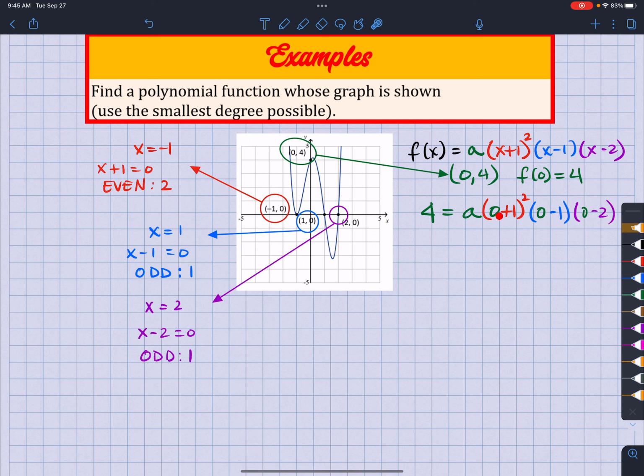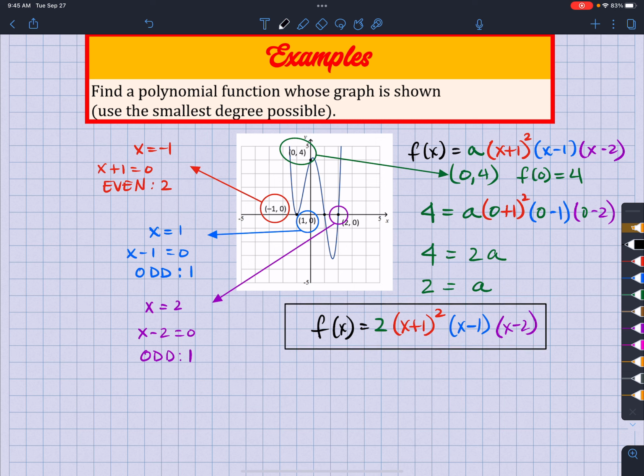If we work this out and multiply these three numbers together, we have 4 equals 2a, so a is equal to 2. So my equation is f of x equals 2 times x plus 1 squared times x minus 1 times x minus 2. So that will be my equation. And there you go.